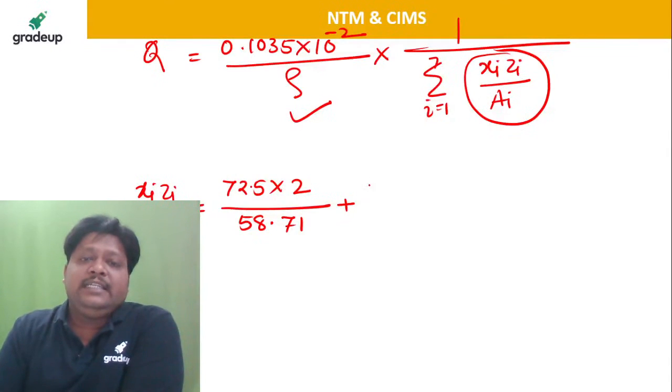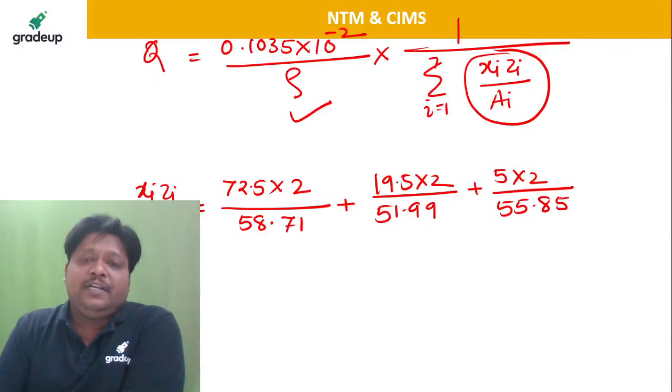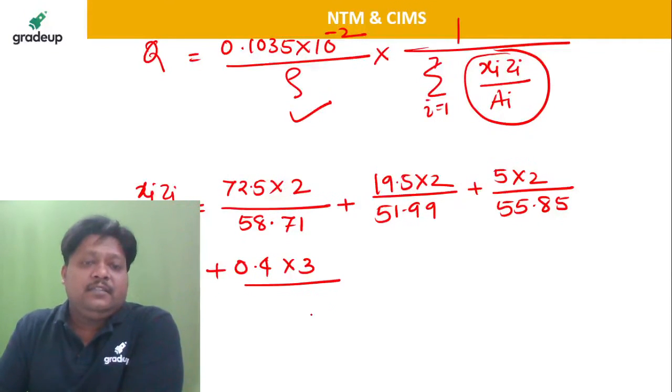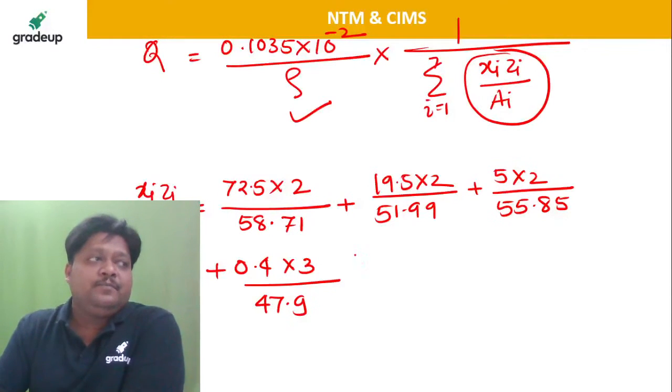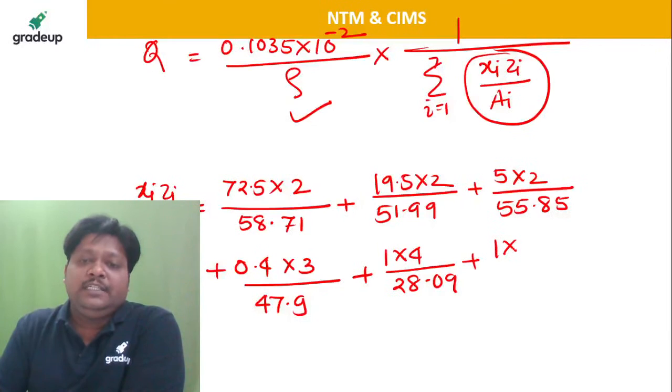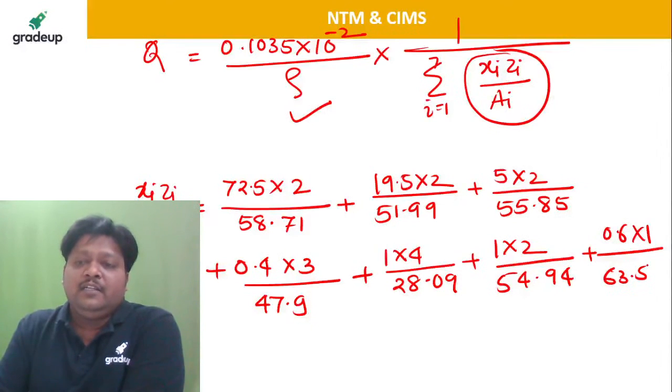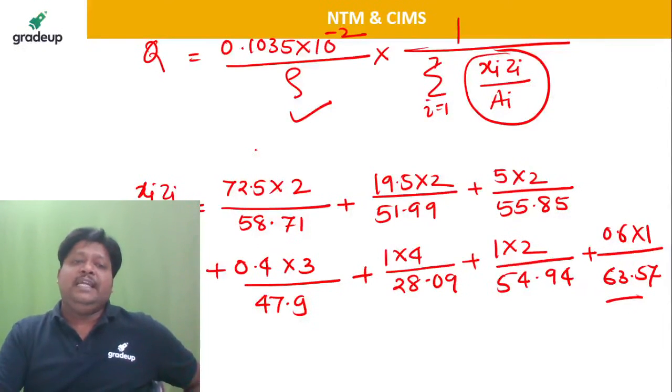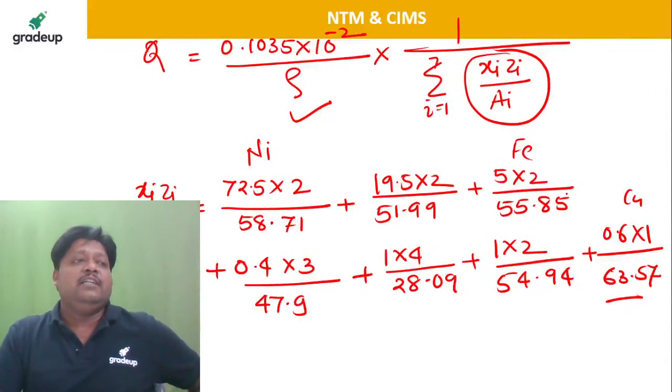So that is, 19.5 into 2 divided by 51.99 plus 5 into 2 divided by 55.85. This is for iron, plus 0.4 into 3 divided by 47.9 plus 1 into 4 divided by 28.09 plus 1 into 2 divided by 54.94 plus 0.6, last, this is copper, into valency 1 divided by 63.57, that is the gram atomic weight of copper. Like that we go on through the calculation of this xi zi divided by ai.